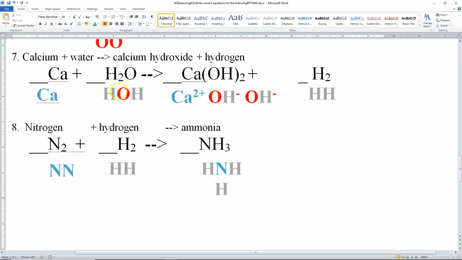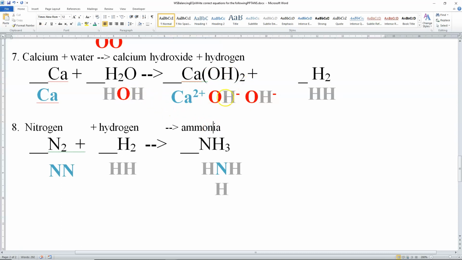Calcium plus water forms calcium hydroxide and hydrogen. This is a good recap of what brackets mean. Brackets mean 2 lots of the things in a bracket. So calcium hydroxide is 1 calcium and 2 lots of hydroxide.